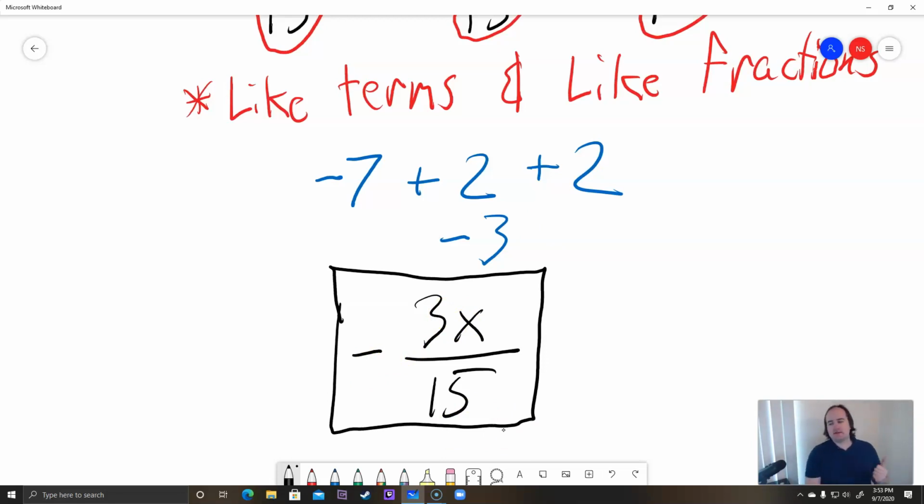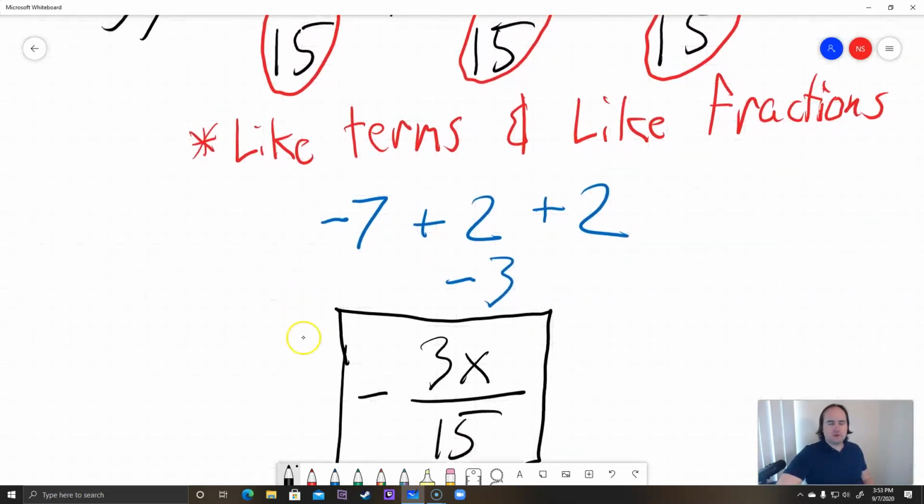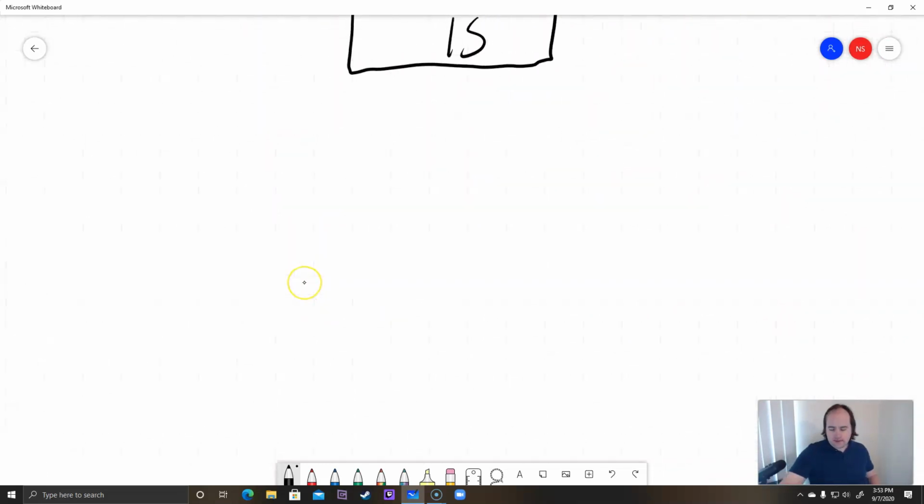Okay, so remember, like terms and like fractions work the same way in that you keep the variable and you keep the denominator, and then you add or subtract the coefficients, so these numbers out front, up in the numerator. Okay, so that was example number 3. We're moving right along here.